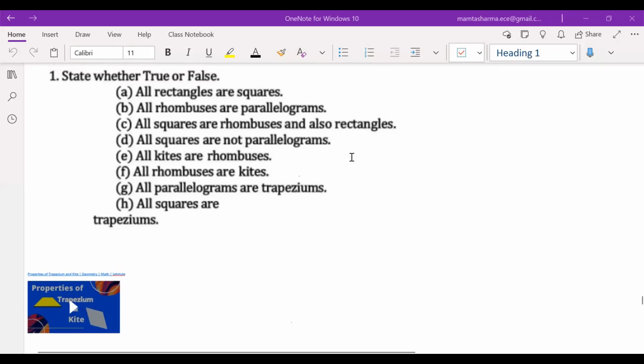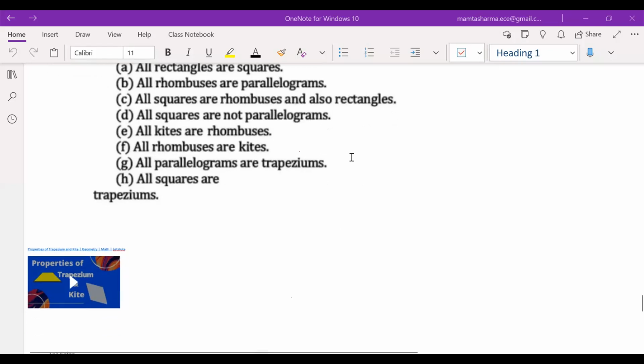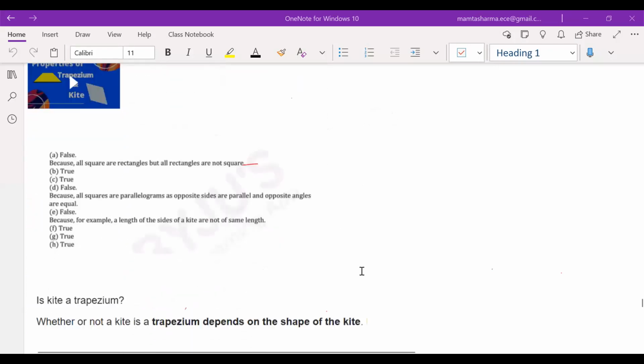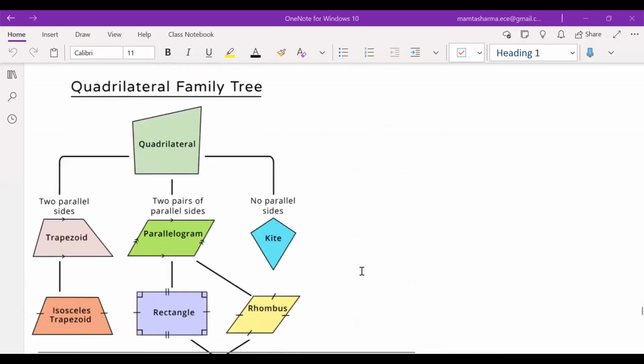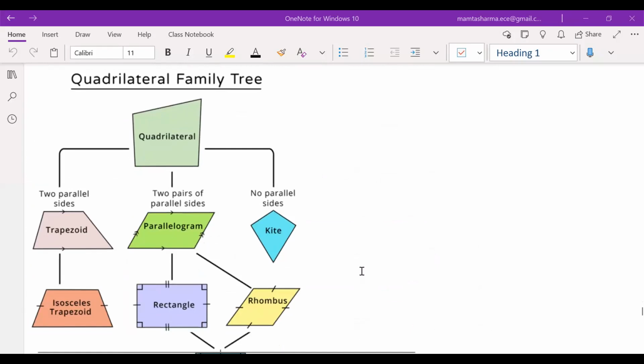Yes, ma'am. Okay. Is a kite a trapezium or not? Before answering that question, let me explain this quadrilateral family tree. After that, all your doubts will be cleared.